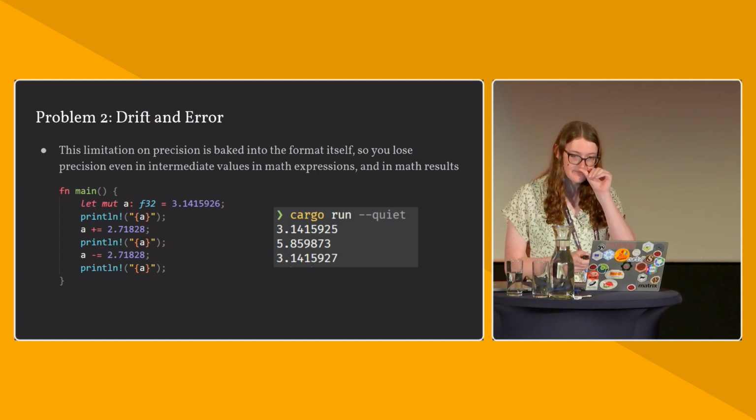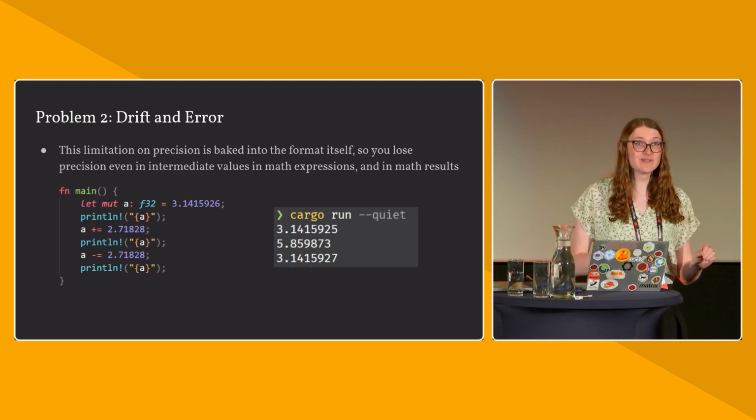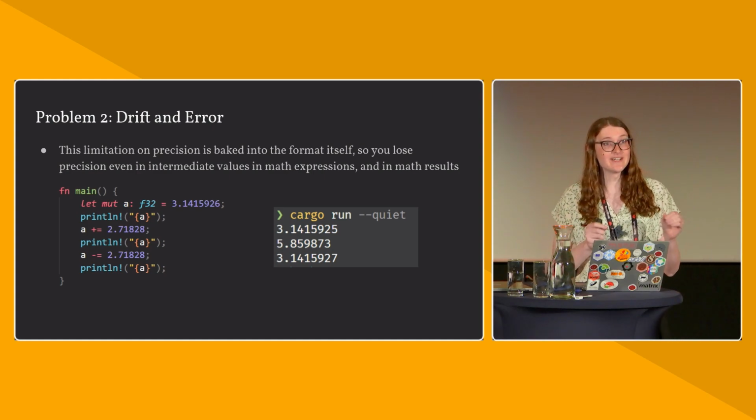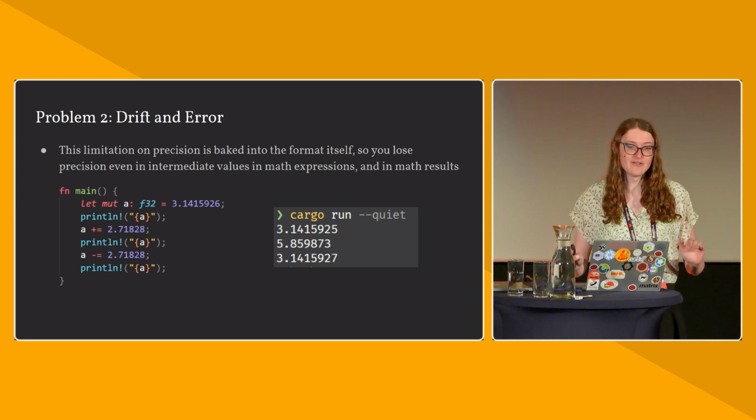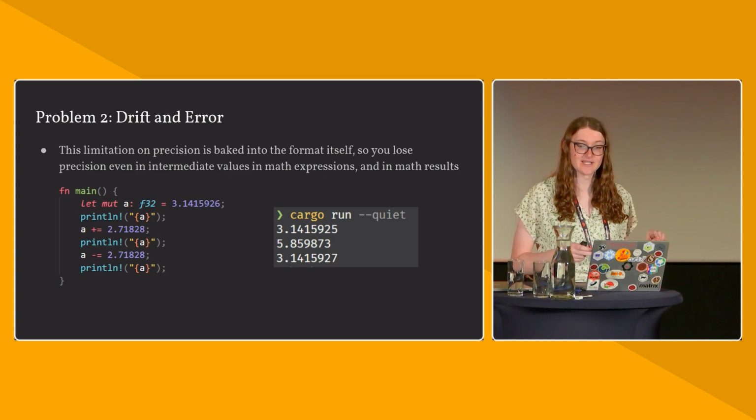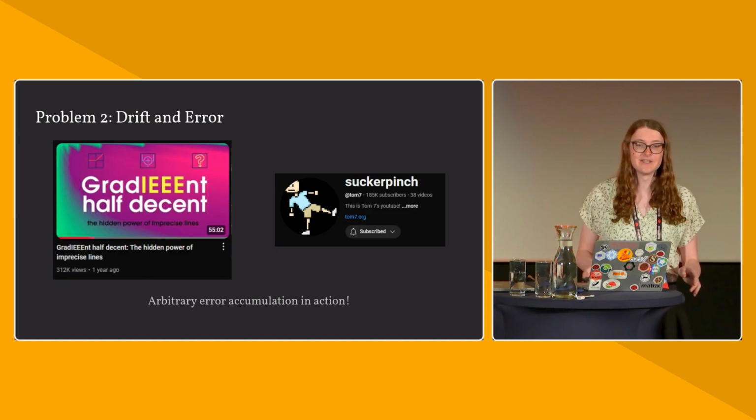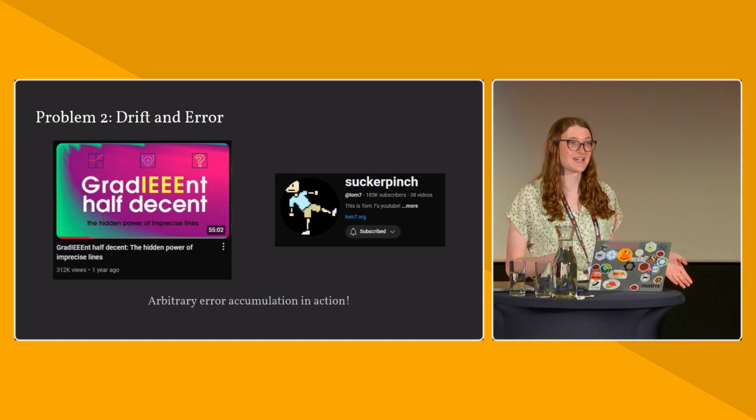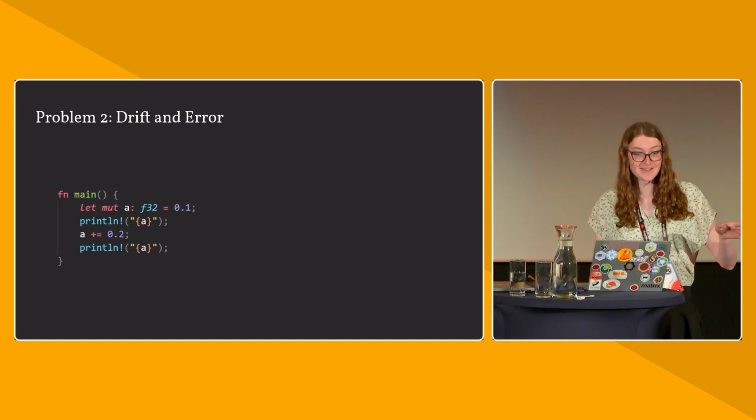And to make matters worse, this error can accumulate arbitrarily. Given a long enough mathematical expression, there is no bound on how far your values can drift from where they started. And this has even been used on purpose for some computational clownery. You can see Gradient Half Decent by Tom Seven for an example of that. Very good stuff.